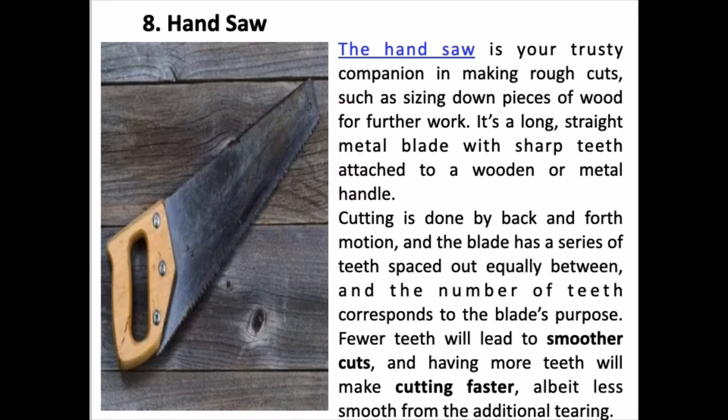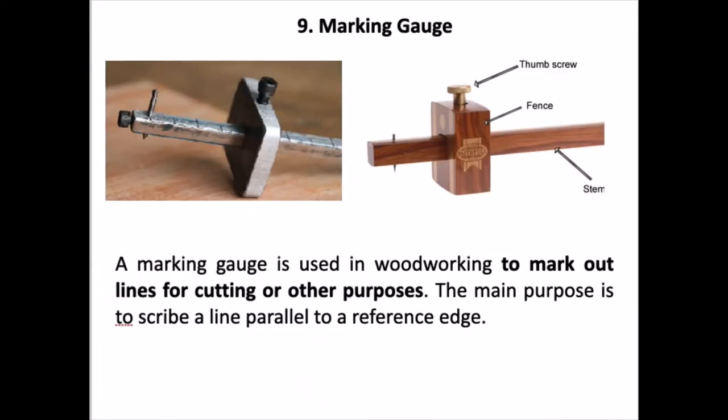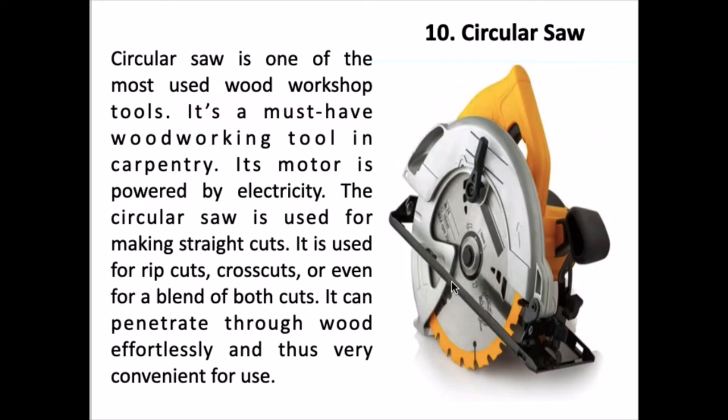So now here is a marking gauge. This is also a very important tool in the carpentry section. Here is the wooden marking gauge, and here the metal marking gauge. The marking gauge is used in woodworking to mark out lines for cutting or other purposes. The main purpose is to scribe a line parallel to the surface or edge of the workpiece, right?